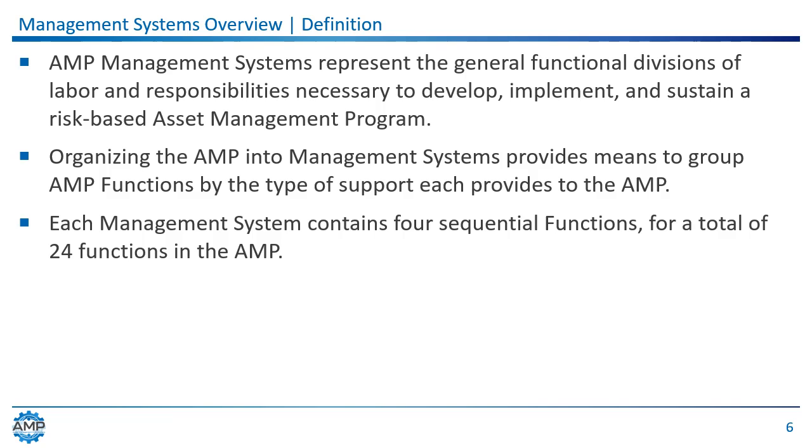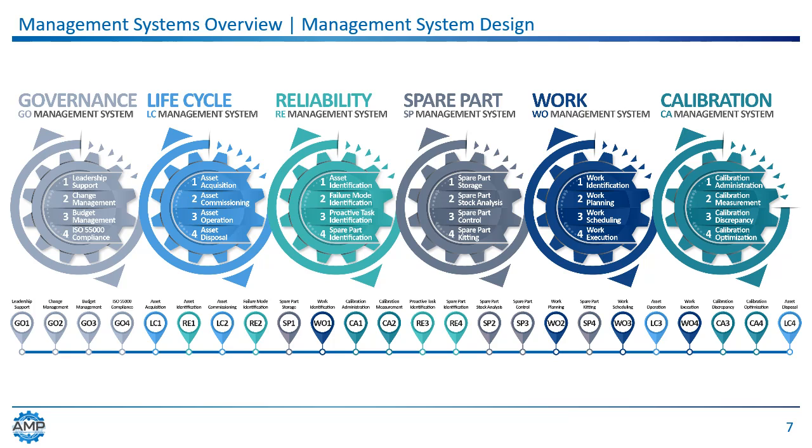These divisions provide general identification of the functional elements that are necessary to develop, implement, and sustain the asset management program. Organizing the AMP into management systems provides the means to group the functions by the type of support that each one provides to the AMP. Now remember, the management system contains 4 sequential functions for a total of 24 functions in the AMP. This is a closer look at the AMP management systems to show the functions that make up each one.